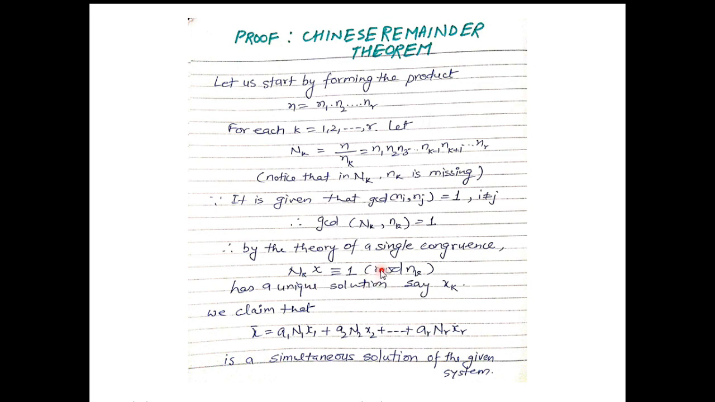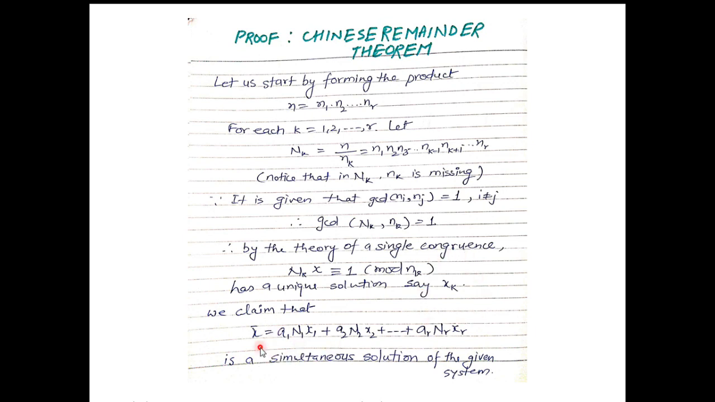To find the solution of a single congruence, what do we do? We check the GCD of this number and this number. So if it has GCD 1, then the congruence has a unique solution. So here also, because the GCD is 1, this congruence has a unique solution. Let us suppose that unique solution is xk.